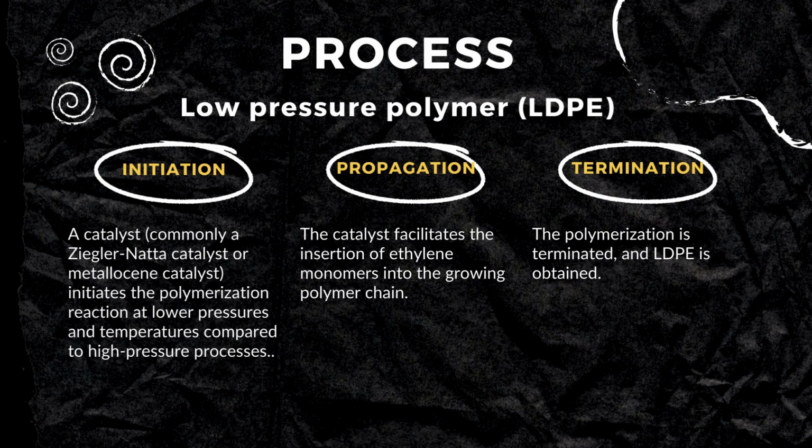Next, the LDPE. For initiation, a catalyst, commonly Ziegler-Natta catalyst or metallocene catalyst, initiates the polymerization reaction at lower pressure and temperature compared to high pressure processes. Next, propagation. The catalyst facilitates the insertion of ethylene monomer into the growing polymer chain. Next, the termination. The polymerization is terminated and the LDPE is obtained.